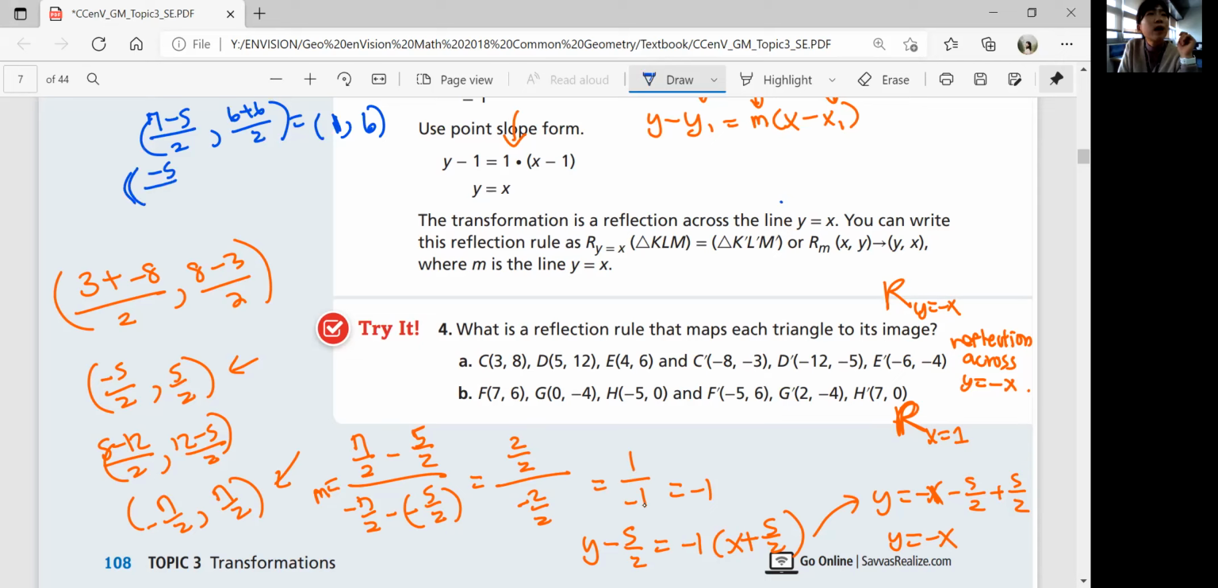0 plus negative 5 over 2, then negative 4 plus 6, wait, is that right? Negative 2, no. I looked at different points. Be very careful to look at the same points. G and G prime, 0 and 2, 2 over 2. And then negative 4 minus 4 over 2, that's (1, -8/2), which is (1, -4). Wait, is that one? Yes.